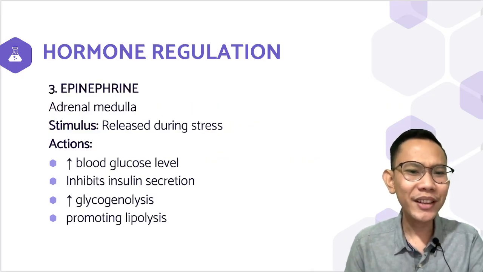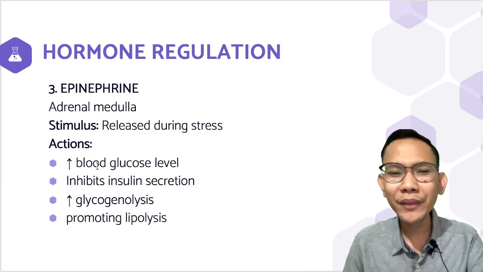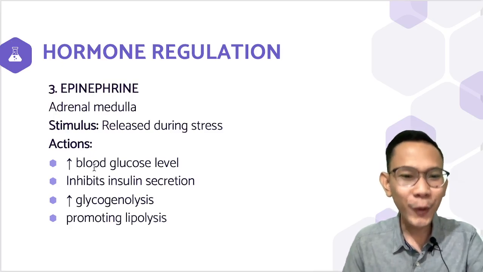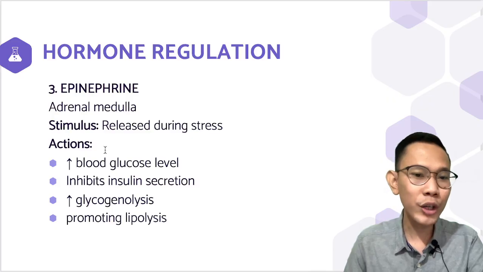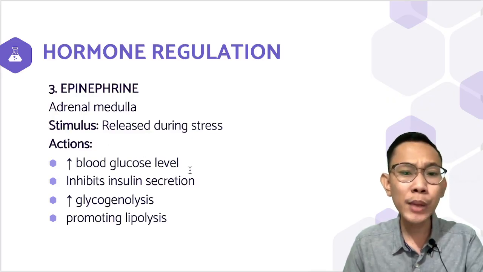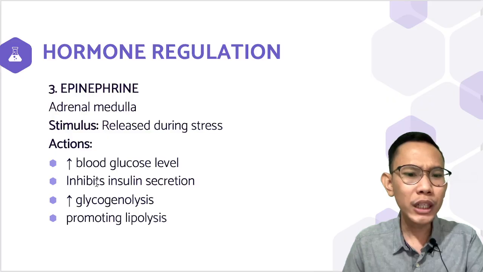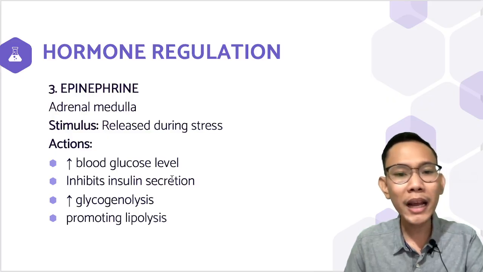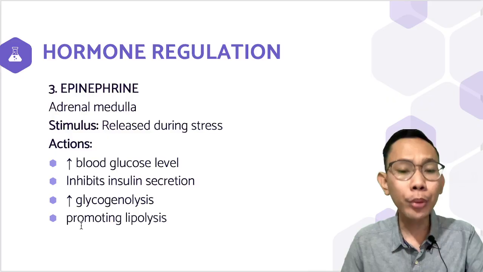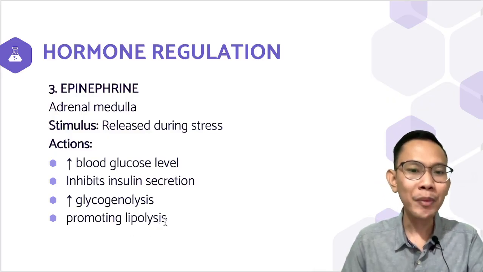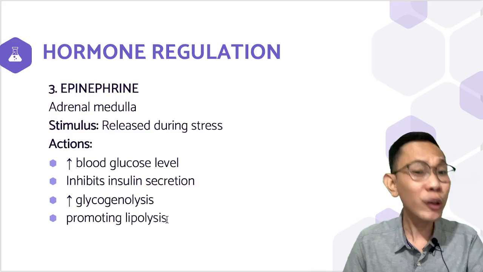Next, epinephrine. So, epinephrine, alam natin yung epinephrine. This is your fight or flight hormone. So, this is produced by your adrenal medulla. So, stimulus released during stress. Your action, it will cause increased blood glucose level. So, therefore, it will inhibit your insulin. So, parang ini-oppose niya din yung action ng insulin. So, it will also increase your glycogenolysis and it will promote lipolysis. So, parang similar effect lang sila ni glucagon.